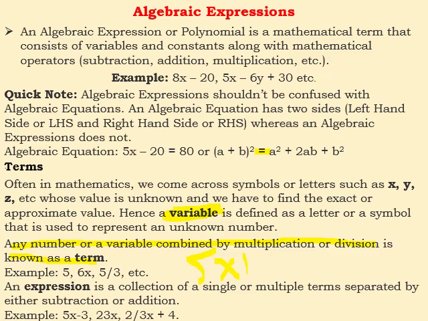As I told, I am giving some more examples of expression. 5x minus 3, 23x, 2 by 3x. Actually, this 2 by 3x is 2 by 3 in a bracket and then it is x. Fine. Don't consider it as 3x in the denominator.